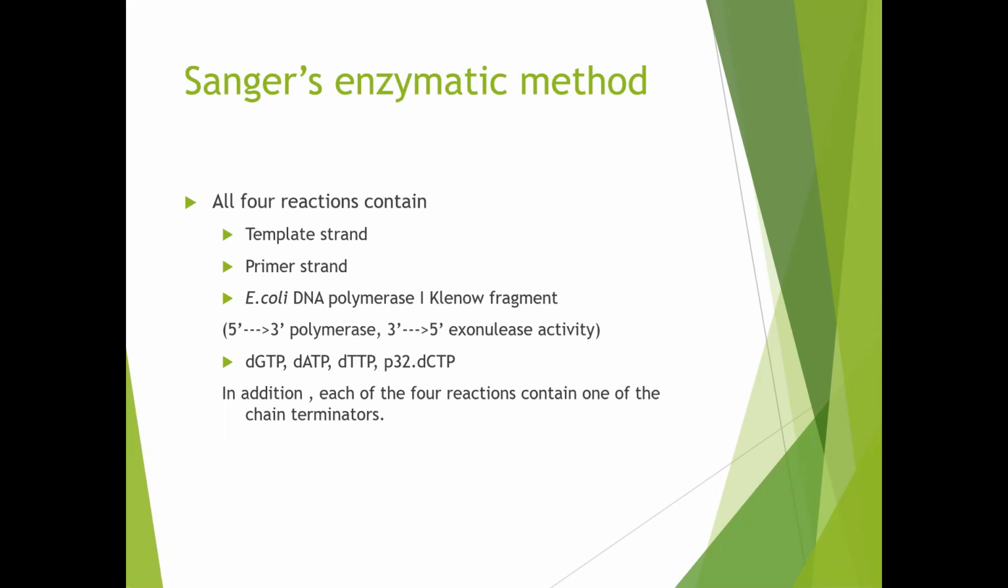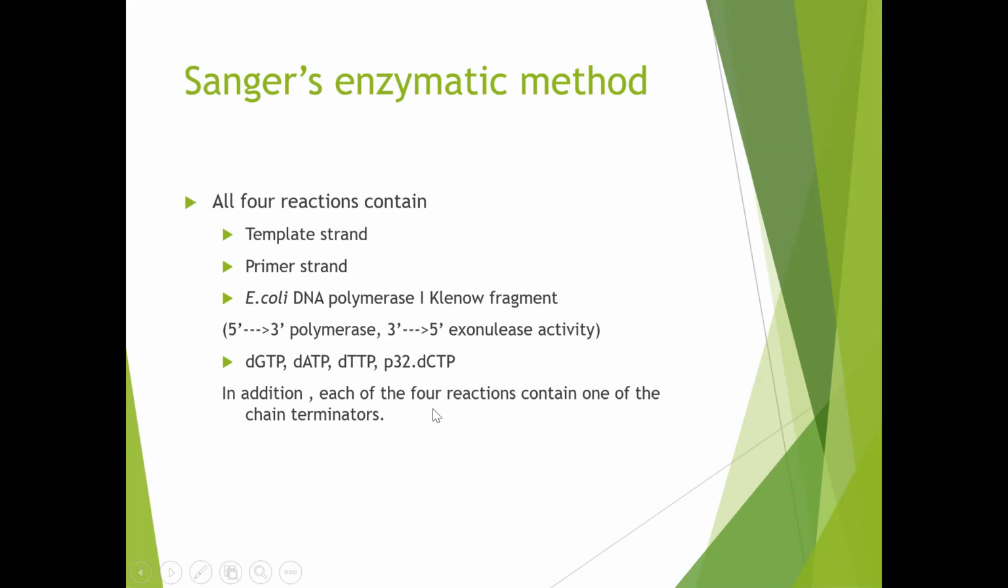Okay, so here also we carry out 4 parallel reactions, and all the 4 reactions will have the template strand of the DNA. That means the fragment for which the sequence needs to be determined, and the primer is required. The E. coli DNA polymerase 1 Klenow fragment enzyme is used, and the precursors of DNA, all 4 dNTPs, dGTP, dATP, dTTP, and dCTP are used, and usually one of the precursors will be radioactively labeled.